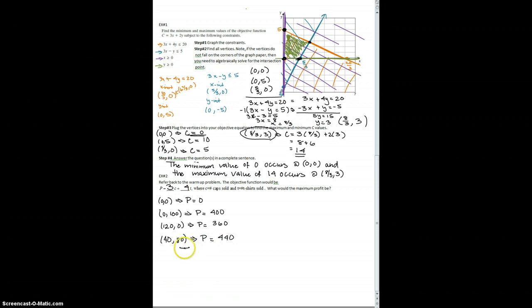So, the maximum profit would be $440. This is obtained when 40 caps and 80 shirts are sold.